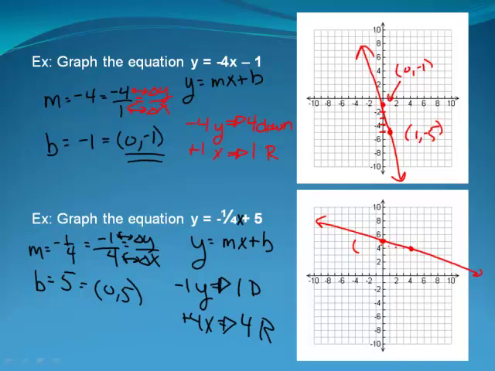Okay, we'll label our points. Our y-intercept was 0, 5. And our second point that we got is going to be 4 to the right and 4 up, it looks like. 4 to the right and 1, 2, 3, 4 up. And there you go.